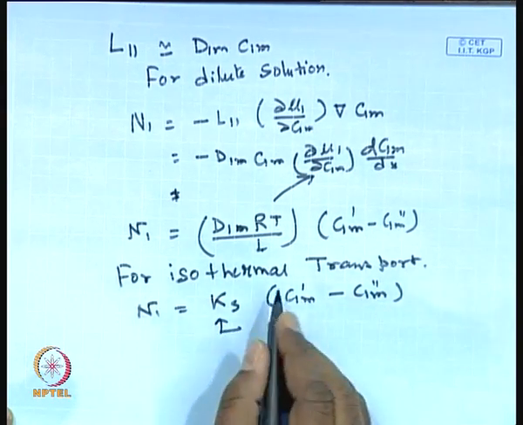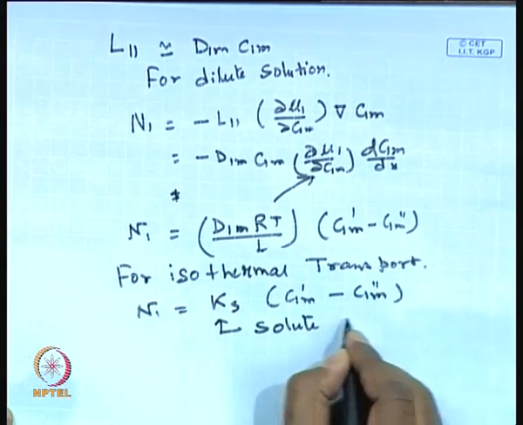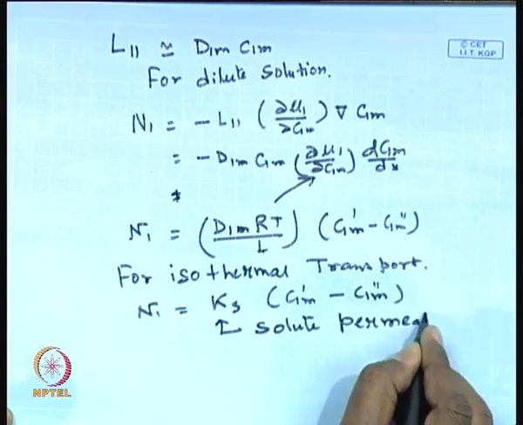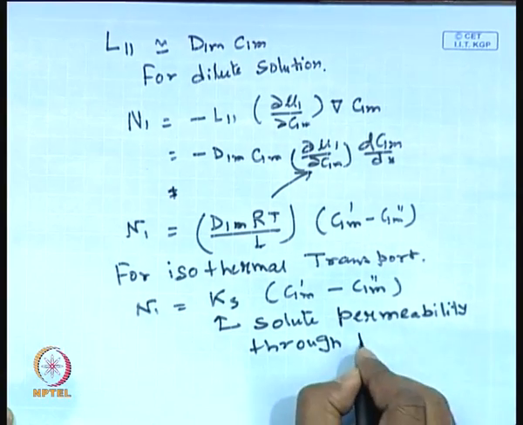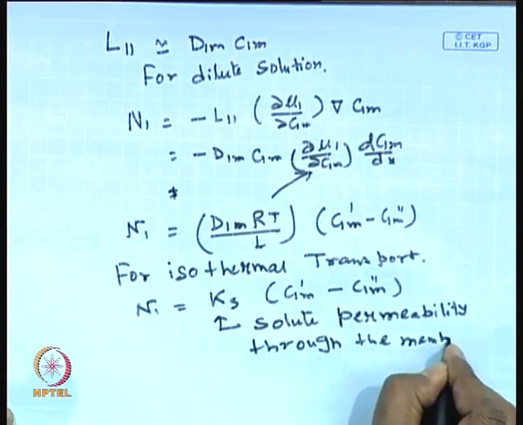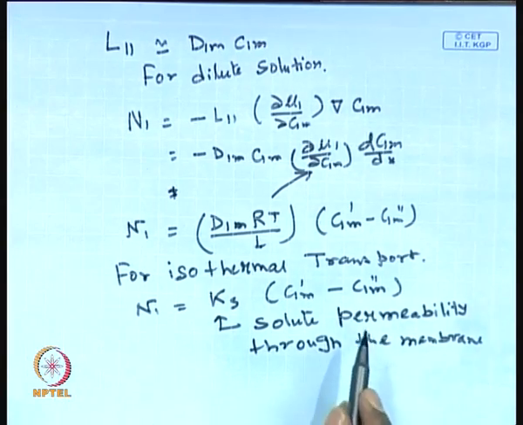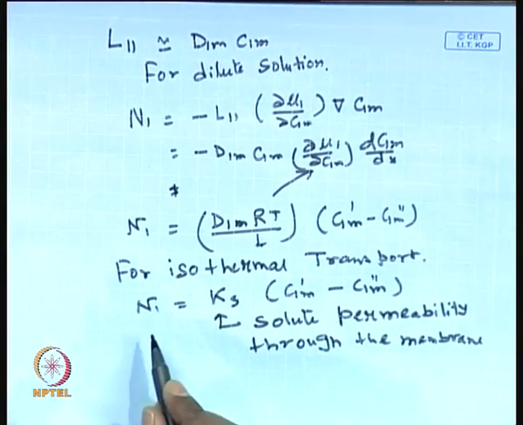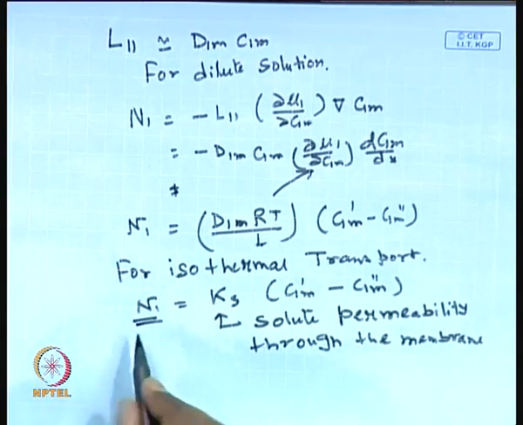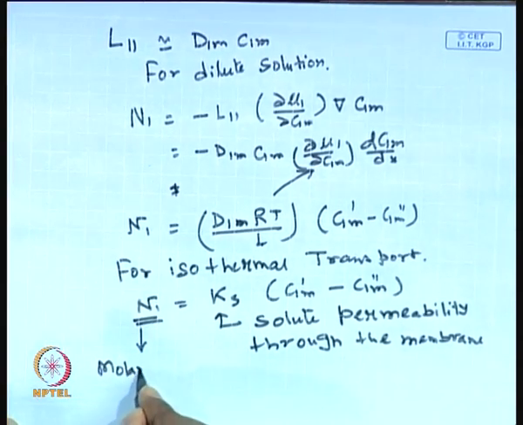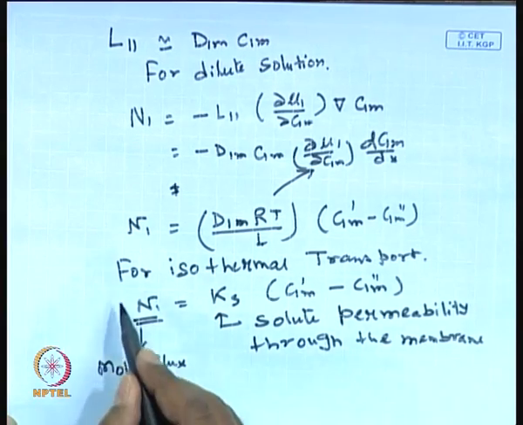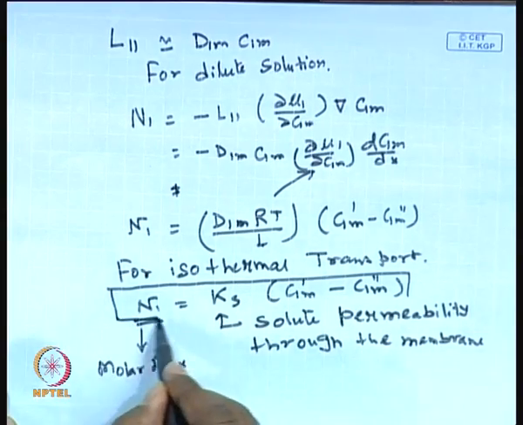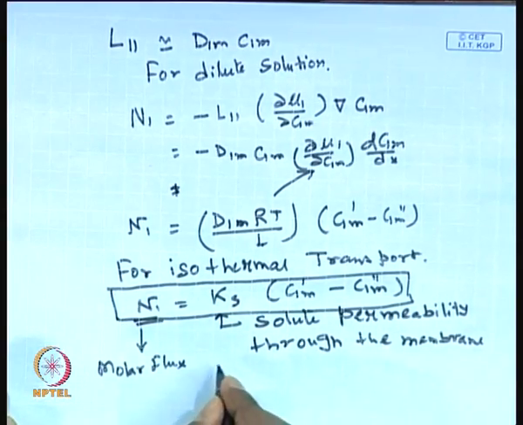This is known as the solute permeability through the membrane. Now, this solute permeability will be related to the solute flux. This is a solute molar flux. This molar flux of the solute will be related to the molar flux of the solvent, and we will be coming to that, but this relationship is known as the solution diffusion model.